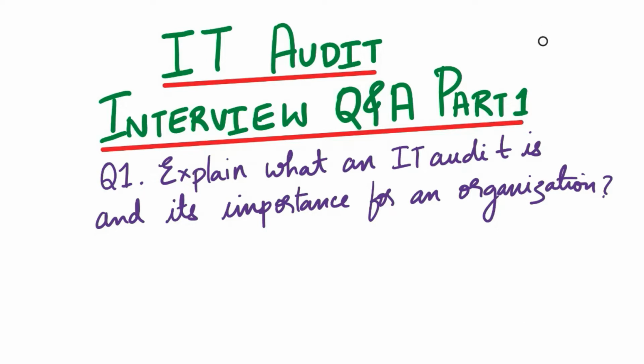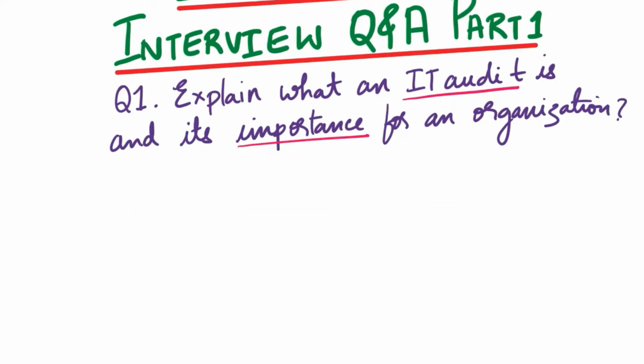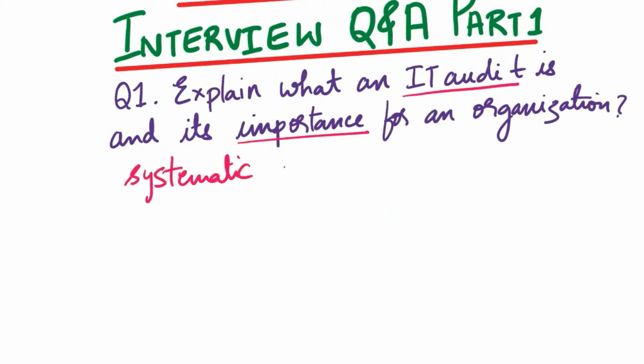So the first question is, explain what an IT audit, that is information technology audit, is and its importance for an organization. An IT audit is a systematic evaluation of an organization's information technology systems, infrastructure, processes, and controls. This can include hardware, software, data, network infrastructure, and related policies and procedures.